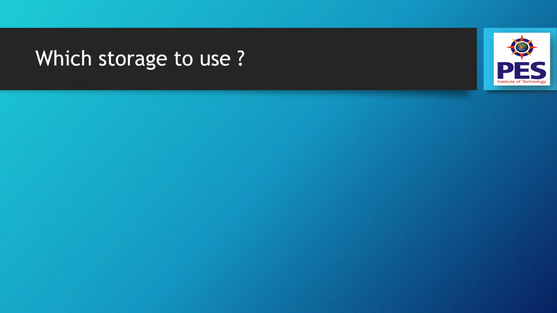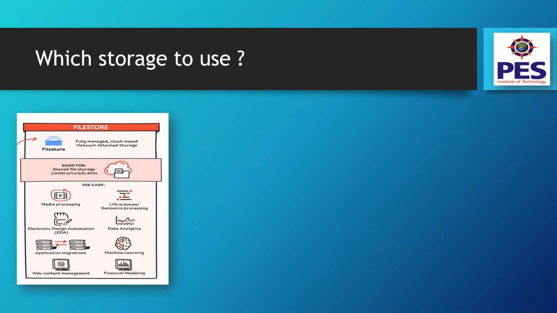After understanding what cloud storage is, let us see which storage to use. The first one is Filestore, which provides a cloud-based shared file system for unstructured data. It offers really low latency and provides concurrent access to tens of thousands of clients with scalable and predictable performance. You can scale capacity up and down on demand. Filestore use cases include high performance computing, media processing, application migration, life science data analytics, and more.